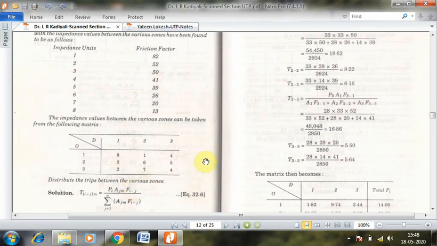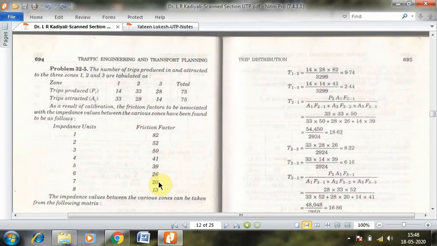So these are the impedance units given in the form of an OD matrix. You are expected to distribute the trips between the various zones. So this is the problem. What the problem says is you have been given 3 zones, and corresponding to these three zones you have the trips produced and the trips attracted, and then corresponding to those zones you have the impedance units.